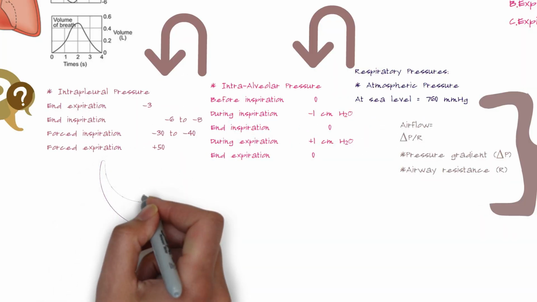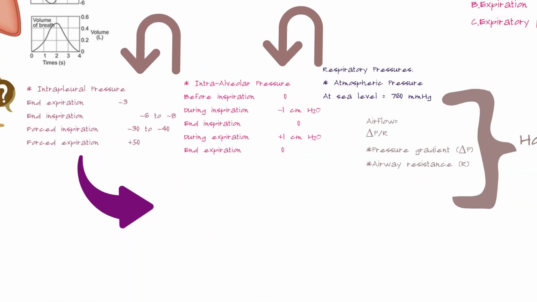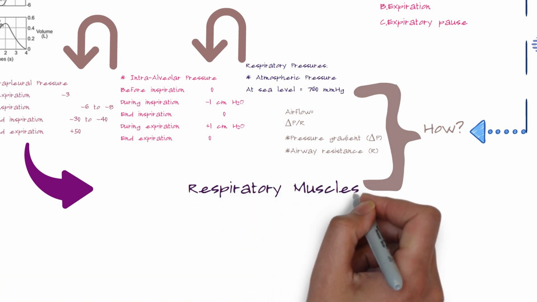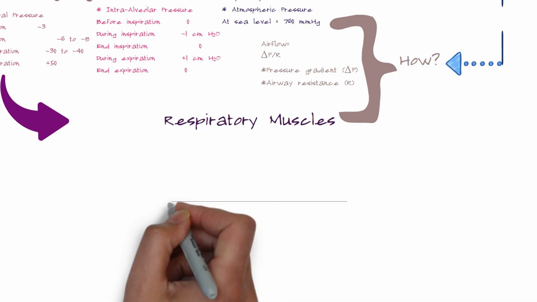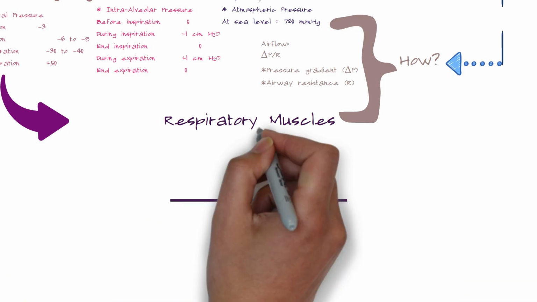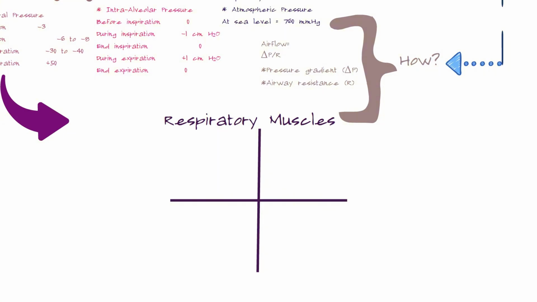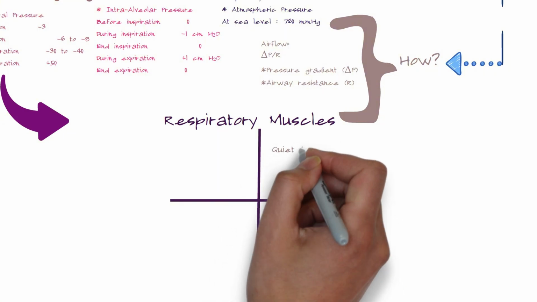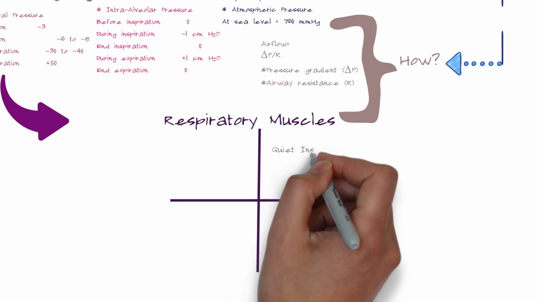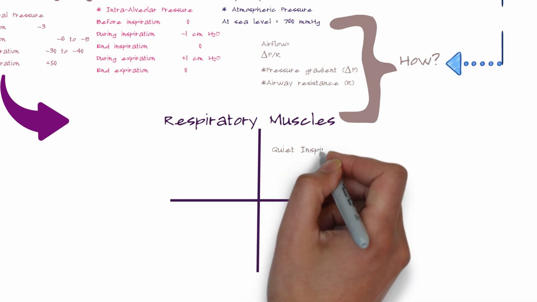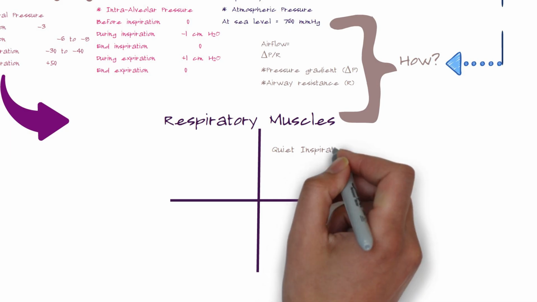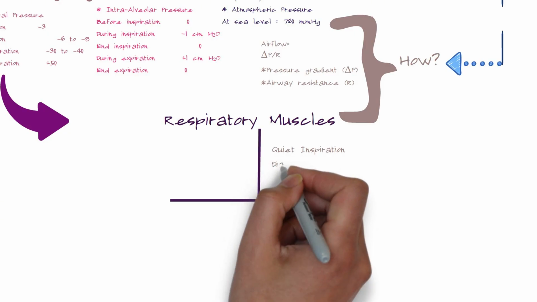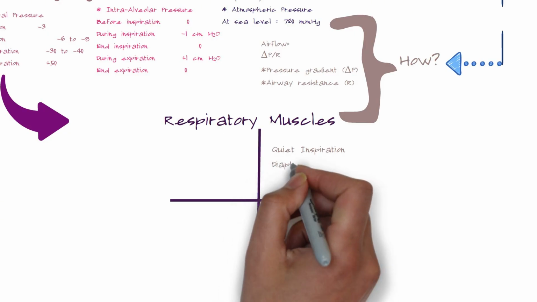Now that we understand that pulmonary ventilation depends mainly on the change in the intrapleural pressure, let's simply ask the following question: how does the intrapleural pressure become more or less negative? And here we need to talk about the respiratory muscles, the role of the respiratory muscles during the different types and phases of respiration, starting with the quiet normal inspiration.